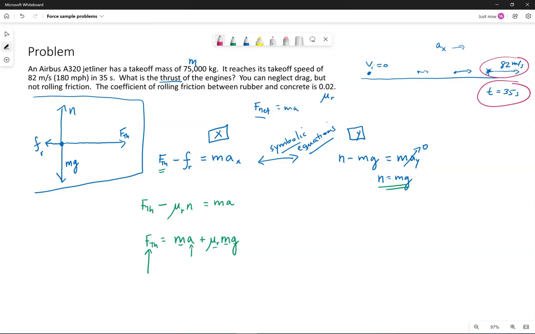So similar to the previous section, if we had been told, hey, you have a plane at rest, it's going to reach a velocity of 82 meters per second in 35 seconds, what is the acceleration? That is something we could have totally solved for, even in the last section. So the plane is starting at rest. We know the final speed and the time it takes to reach that final speed. So we can solve for acceleration here.